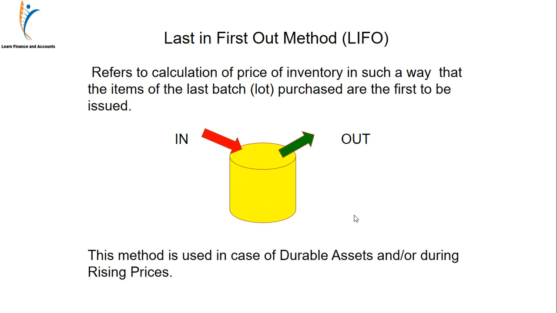So again, you can take example of that container, and you are putting in some inventory. Inlet is also from the top, and outlet is also from the top. So the first batch to be put in, first lot to be put in will be A, then B, then C, then D. That is the in. Out, which lot will go out first? The lot which was put in last. That is lot number D. So this is last in and first out method. So this method is used in case of durable assets, and it is also used in case of rising prices.